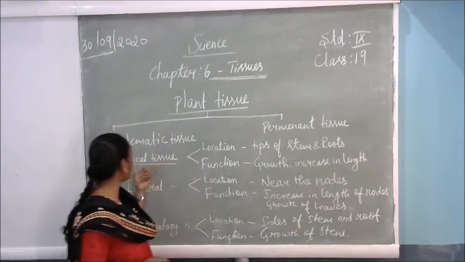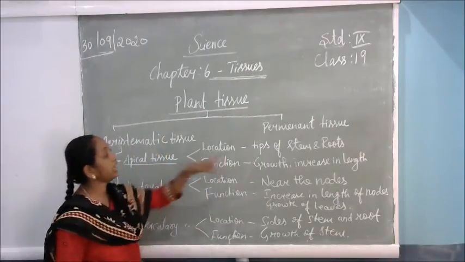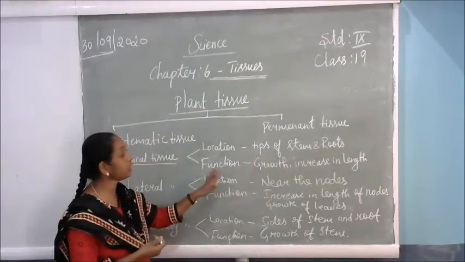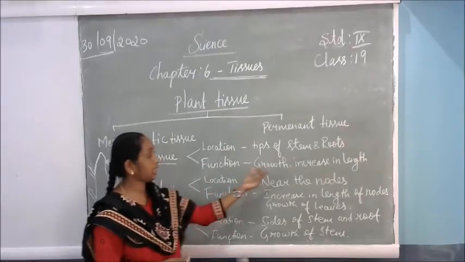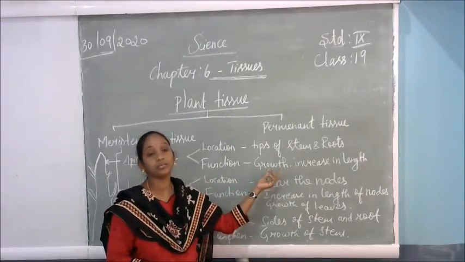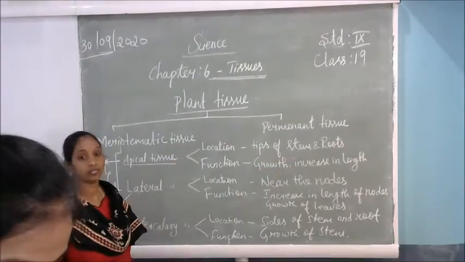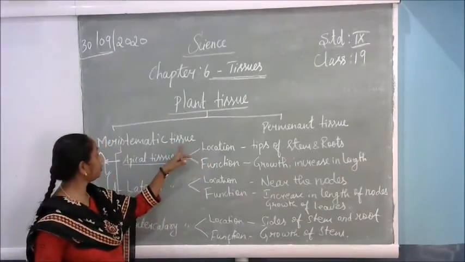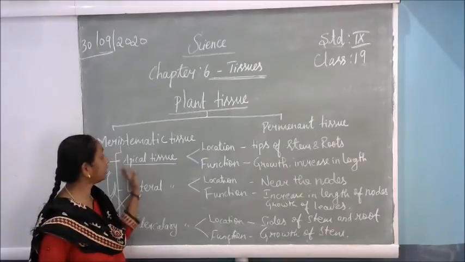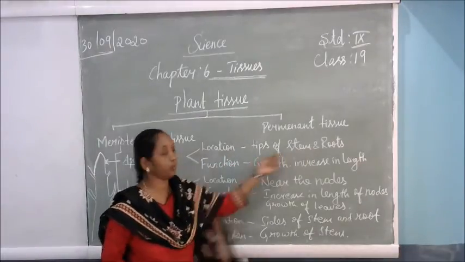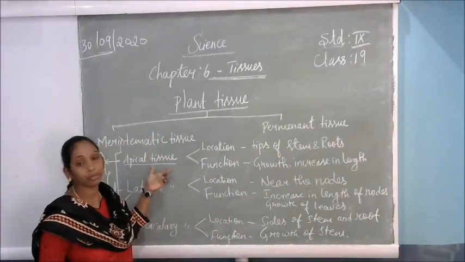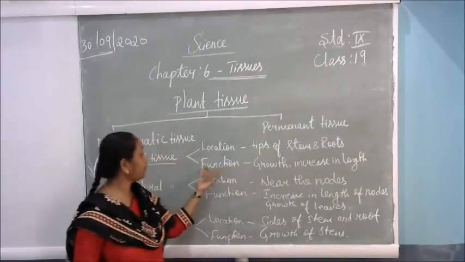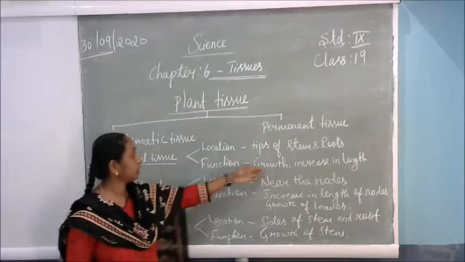So where exactly will we locate the apical tissues? At the tips of the stem and the roots. Okay. What is the function of the apical tissues? The first meristematic tissue will be present at the tip of the stem and the root. The apical tissues will be present exactly at the tips of the stem and the roots. What is the function of the apical tissue?